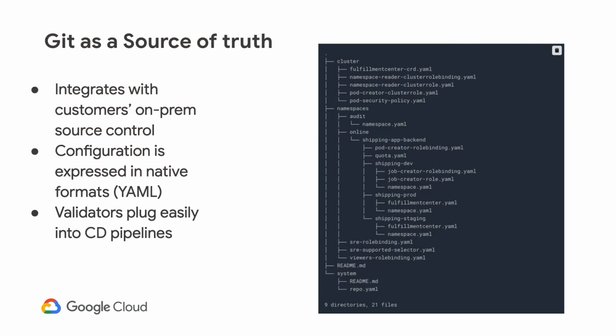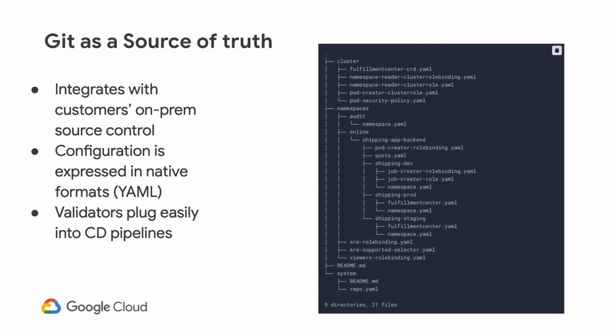Okay, so let's take a look at how policy distribution exactly works. As I mentioned, ACM takes advantage of Git's file system-like structure and uses it to determine which clusters or namespaces a configuration is relevant to.